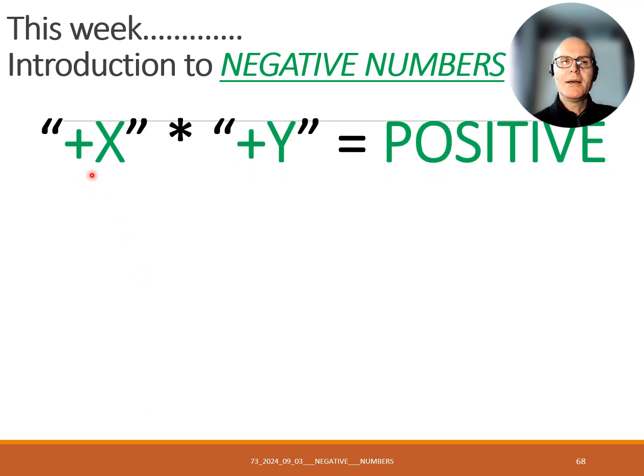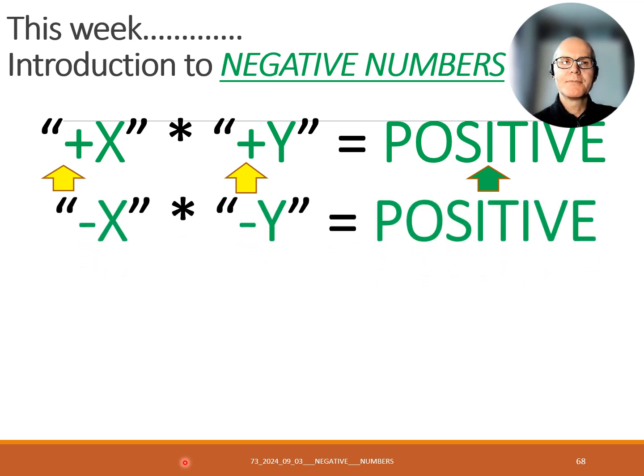Any positive number times any positive number equals a positive result. Positive times positive equals positive result. Any negative number times any negative number equals positive. Negative times negative equals positive.